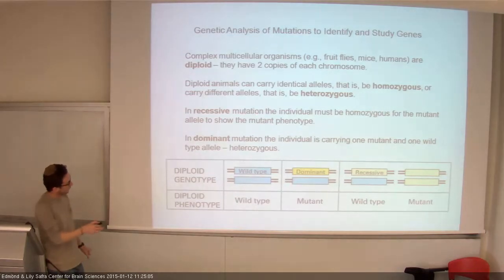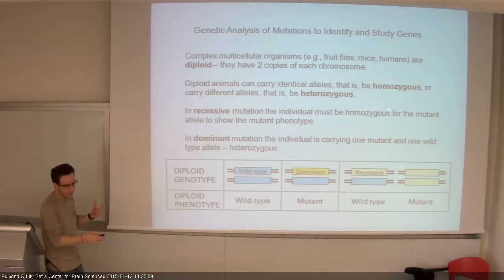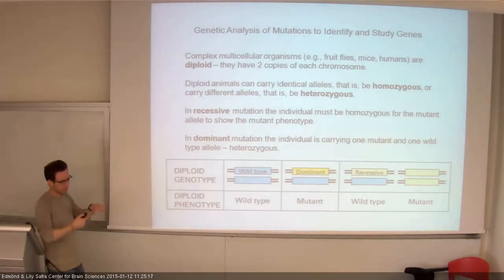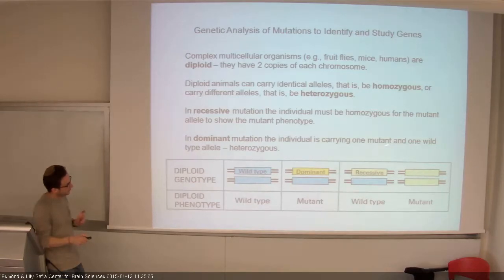In a recessive mutation, the individual must be homozygous, must carry both identical alleles for a particular gene for the mutant allele to show the mutant phenotype, to show some difference that can be measured outside, physical. In a dominant mutation, the individual is carrying one mutant and one wild-type allele, and it is called heterozygous.